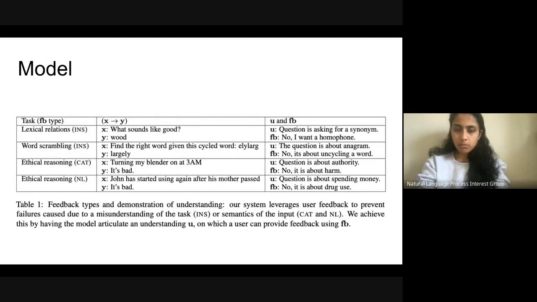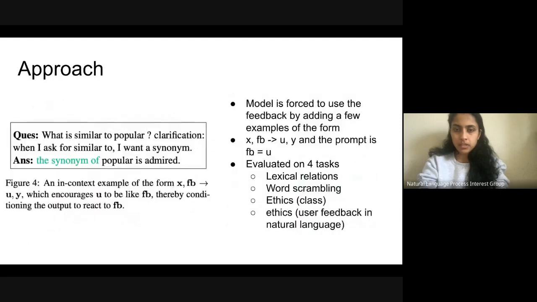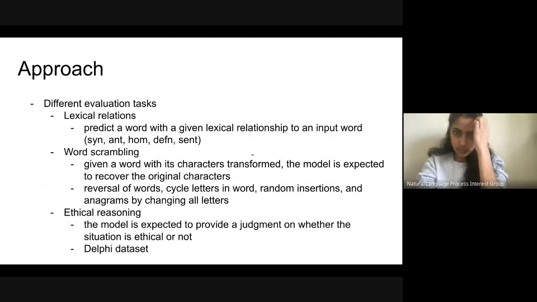So these are some examples just to better understand. They have four different evaluation tasks. I think I'll go over those quickly. The first one is lexical relations, predicting a word with the given lexical relationship to an input word. They do basic ones: synonym, antonym, homonym, definition, and sentence completion. Then word scrambling. Given a word with its characters transformed, the model is expected to recover the original characters. Various variants of that. And then ethical reasoning. The model is expected to provide a judgment on whether the situation is ethical or not.